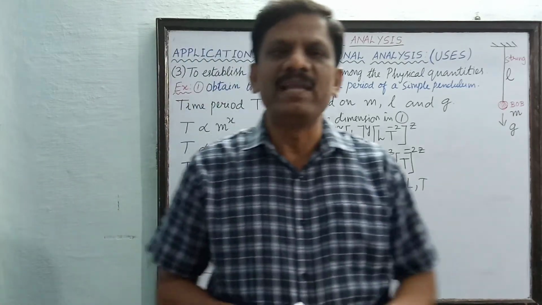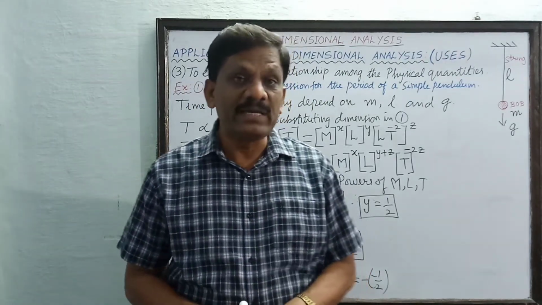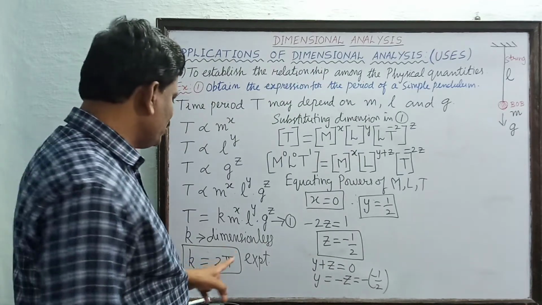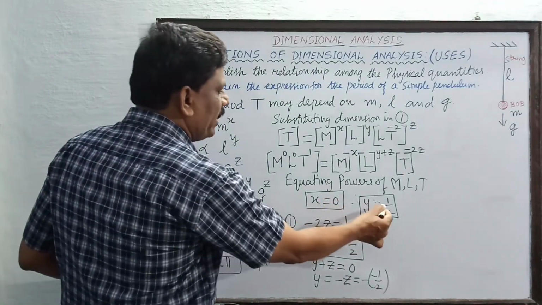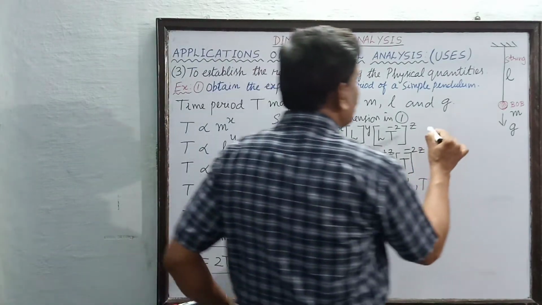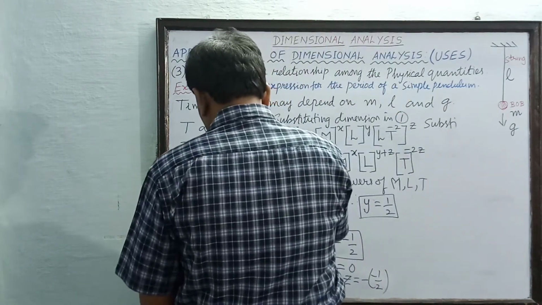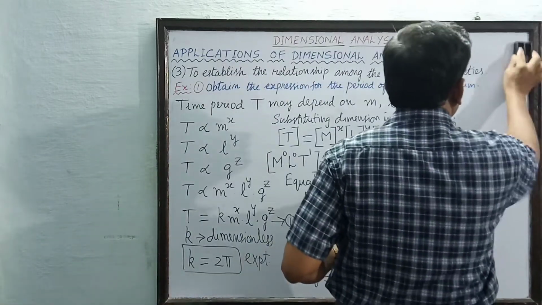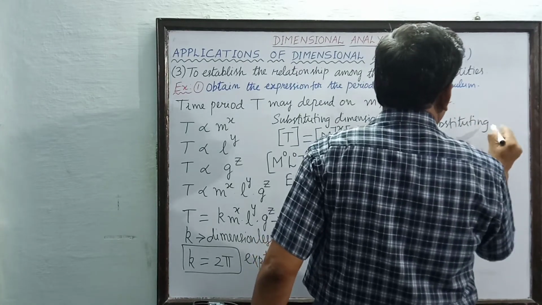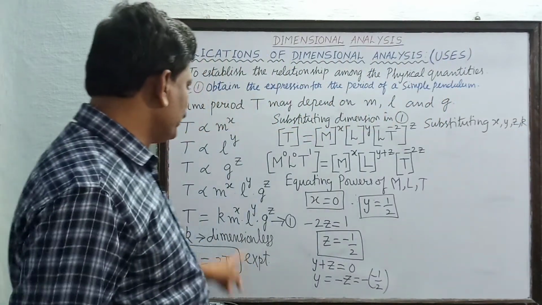So we have determined the values of x, y and z. So these values of x, y and z as well as the value of k equal to 2 pi, we are going to substitute the values of k, x, y and z in the first equation. So substituting x, y, z, k in equation 1.